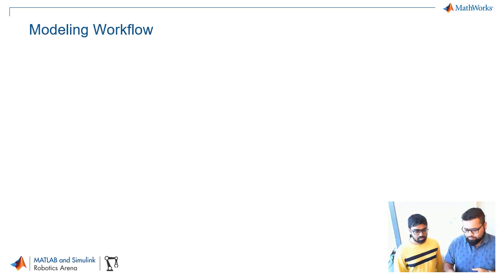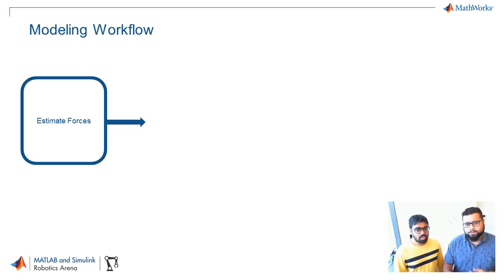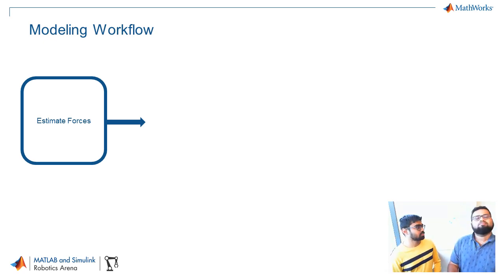Perfect. So can you talk a little bit about the modeling workflow? What is the way in which we expect people to go through building these simulation models? Yeah. Sure. So the first thing you need to do is estimate all the kinds of forces on your submarine. That is, find out where your thrusters are, in which direction they're oriented, and then find your drag coefficient, and find out what drag your submarine might experience when it's moving at a certain velocity.